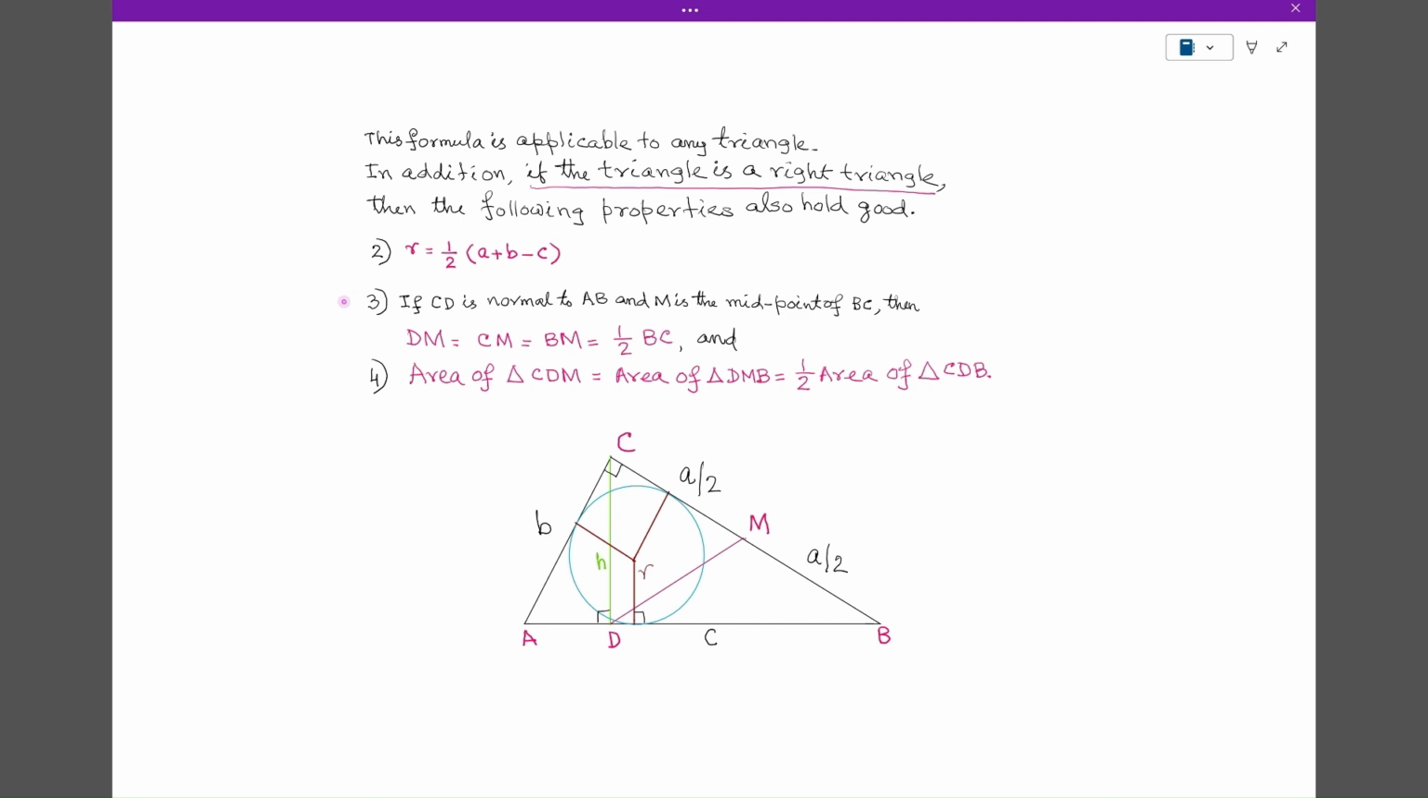And property number 3 is, if CD, that is this, is normal to the hypotenuse AB, and M is also the midpoint of BC, that is, this is the midpoint of this side, then DM is equal to CM is equal to BM is equal to half BC, that is, DM is equal to BM is equal to CM is equal to half of this whole side, which is a by 2.